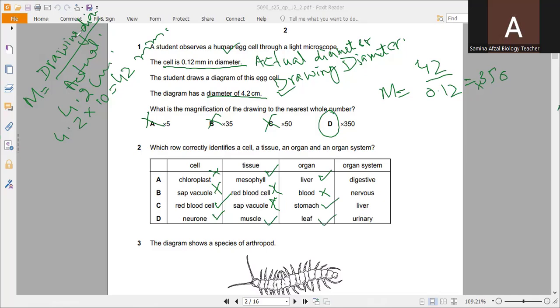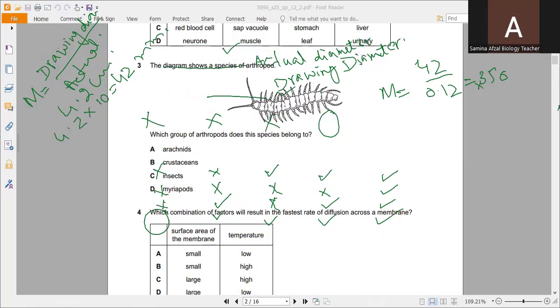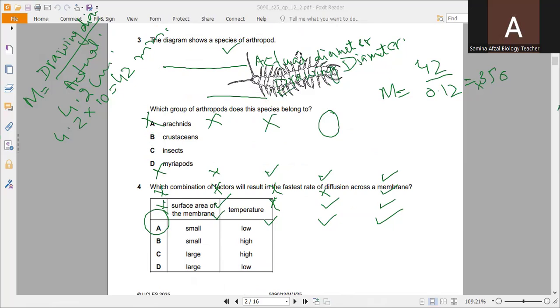Then system: digestive system. This is nervous system. Liver is an organ, urinary system. So only A, B, C are not the correct options. So according to our finding, identification, D is the correct answer. Now move towards the next question.